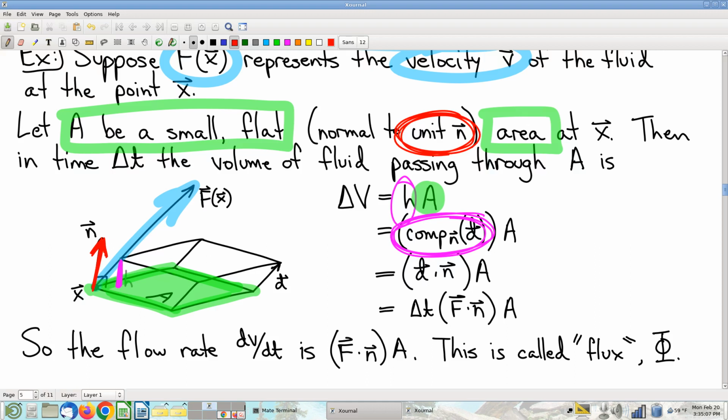And so if I want to know the flow rate, if the water is going back into the hose, that's different from the water coming out of the hose. So this defines what we're going to call the positive or the correct or the intended, however you want to say it, the positive direction through the area.